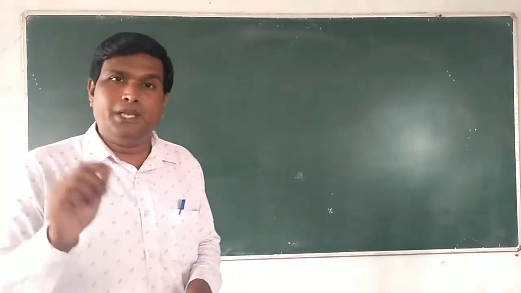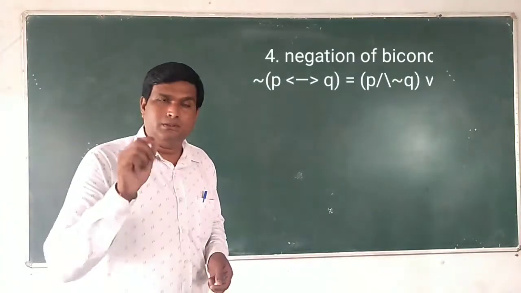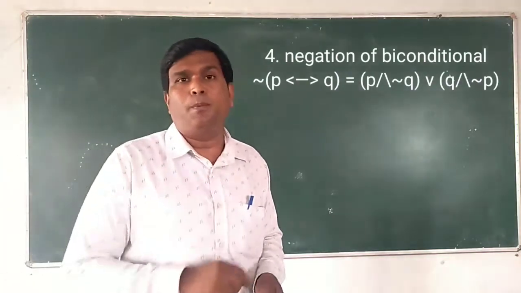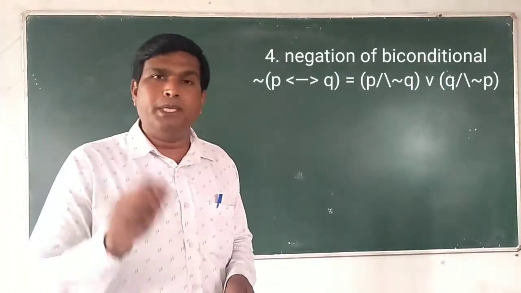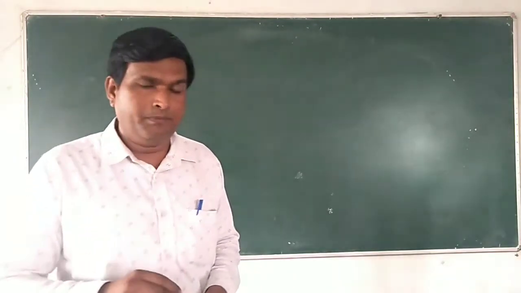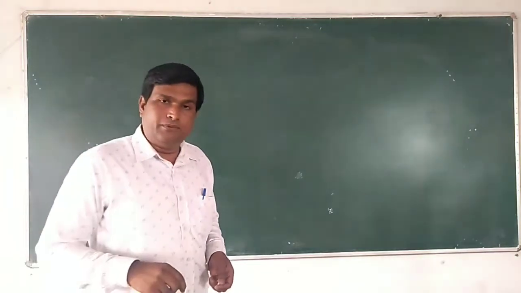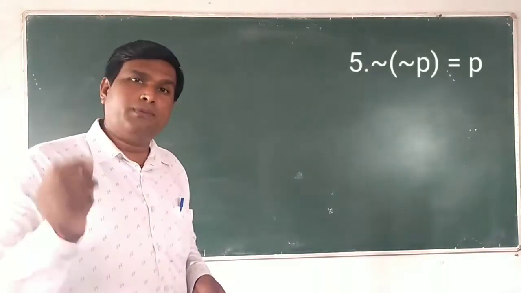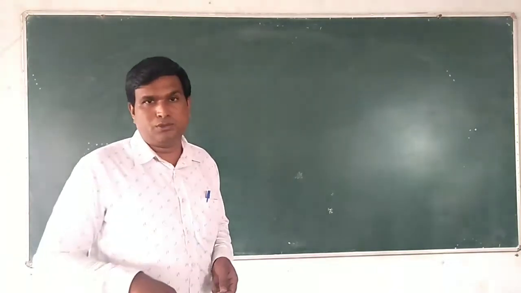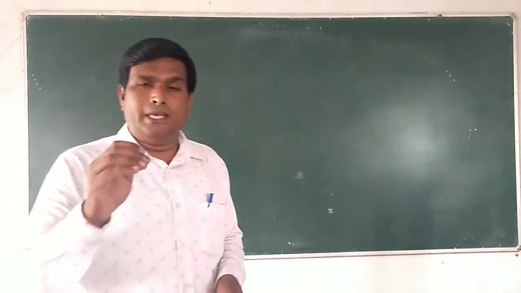The next is negation of double implication. The rule is negation of P double implication Q is equivalent to P and not Q, or Q and not P. Listen to one thing: negation of negation is the statement itself. These are the rules. Now consider an example.